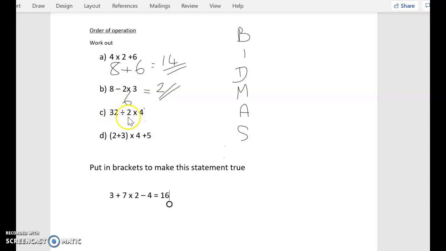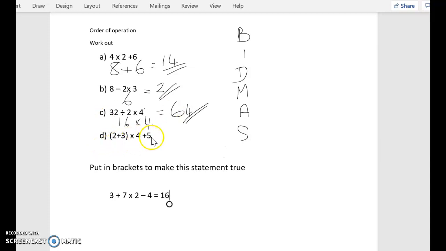Okay, so this one here, 32 divided by 2 times 4. So no brackets, no indices. Yes, there is division, so we're doing the division first. 32 divided by 2 is 16. So we're going to put 16 here. Then we've got 16 multiplied by 4 to finish it off. So 16 multiplied by 4 is 64.